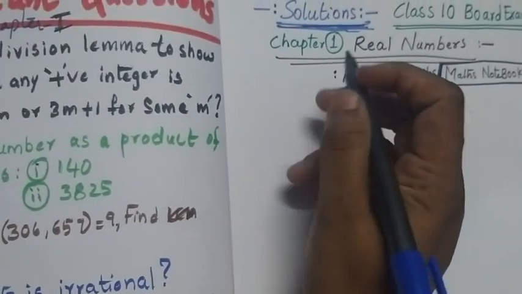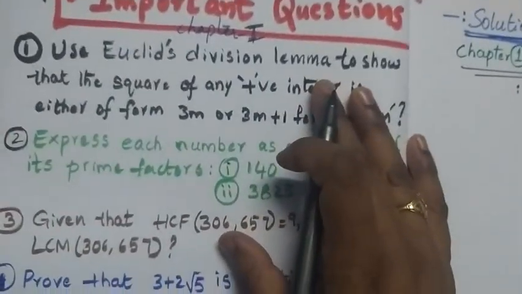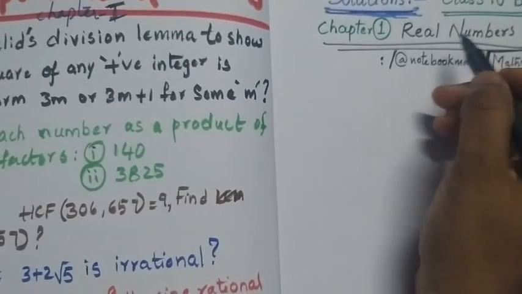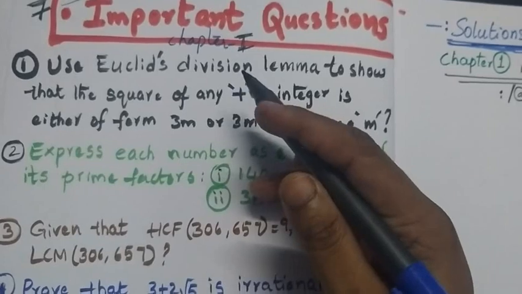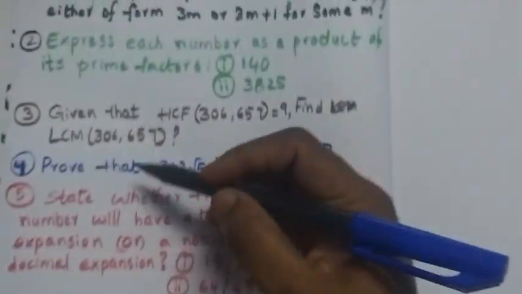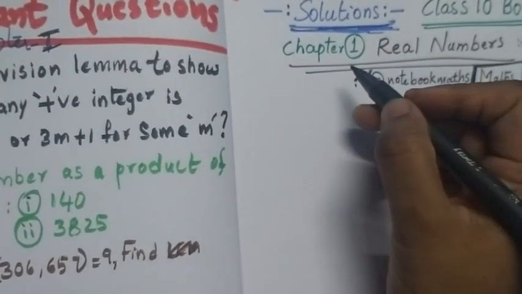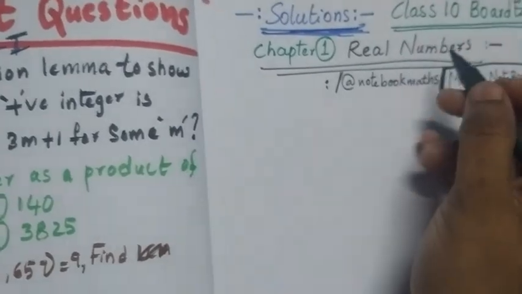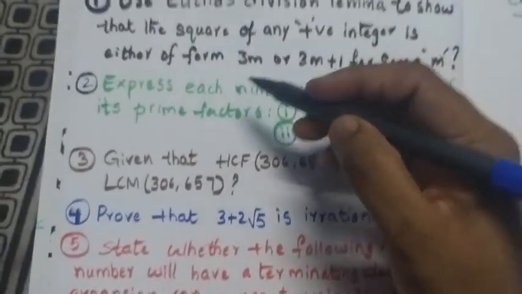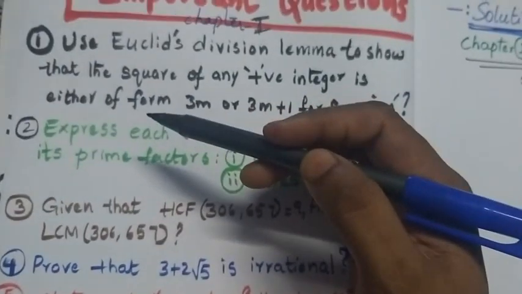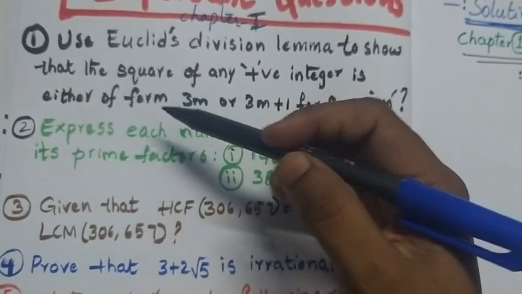Today I am going to show the problems based on chapter 1, Real Numbers, very important repeated questions in the board exam. I am going to show you the solutions of seven important questions, repeated in every board exam, of chapter 1 Real Numbers. Okay, class 10th solutions I am going to show here. I have written seven important questions mostly asked in every exam.